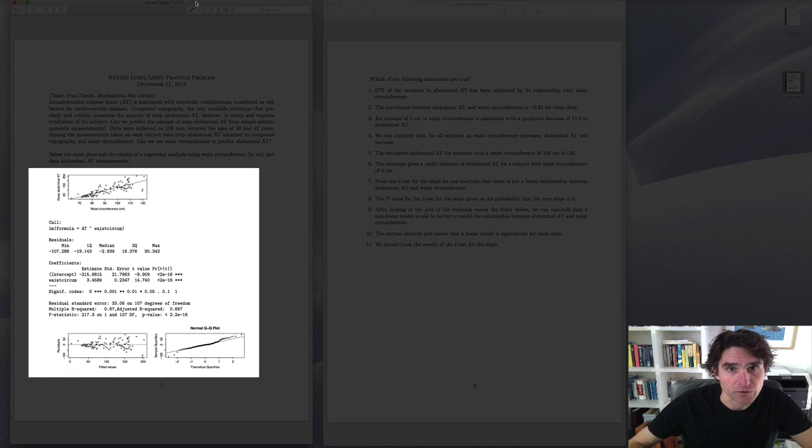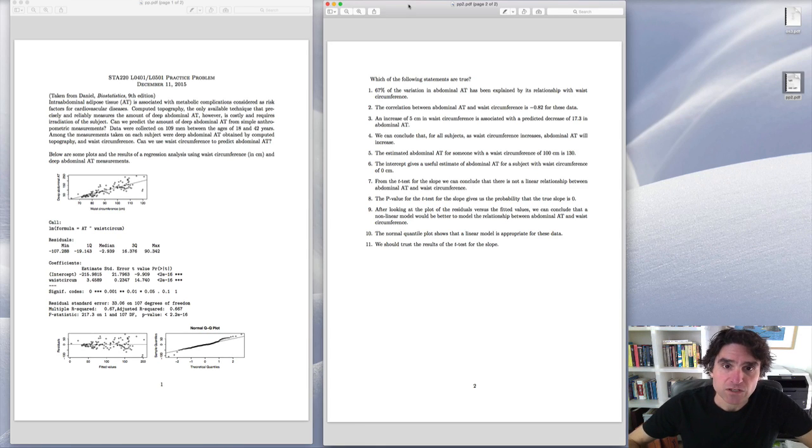So here's the R output from a regression. We have the scatter plot and then the regression coefficients along with some diagnostic plots. And here are the questions. At the beginning it asks which of the following are true. The first statement: 67% of the variation in abdominal AT has been explained by its relationship with waist circumference. Is that true or false?